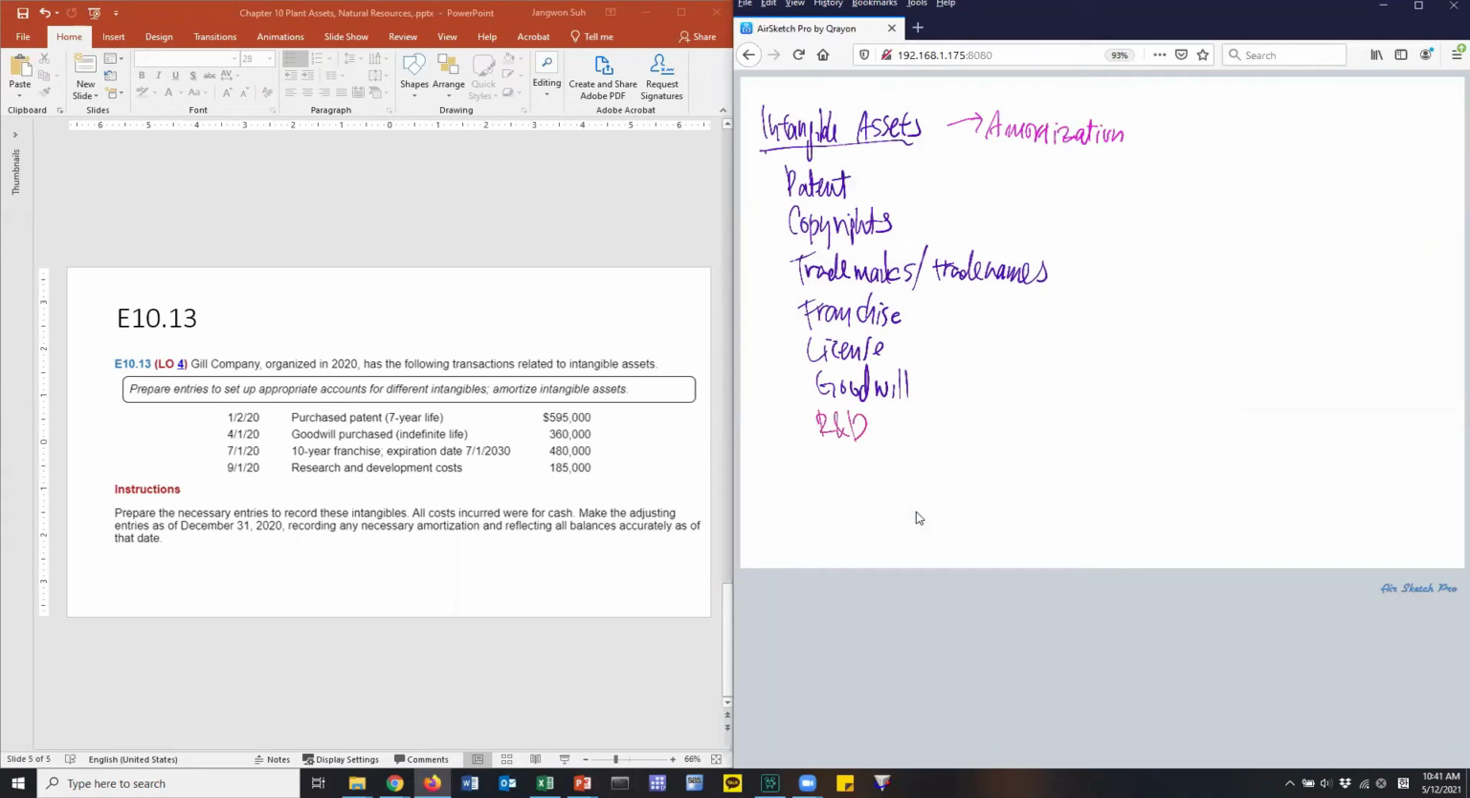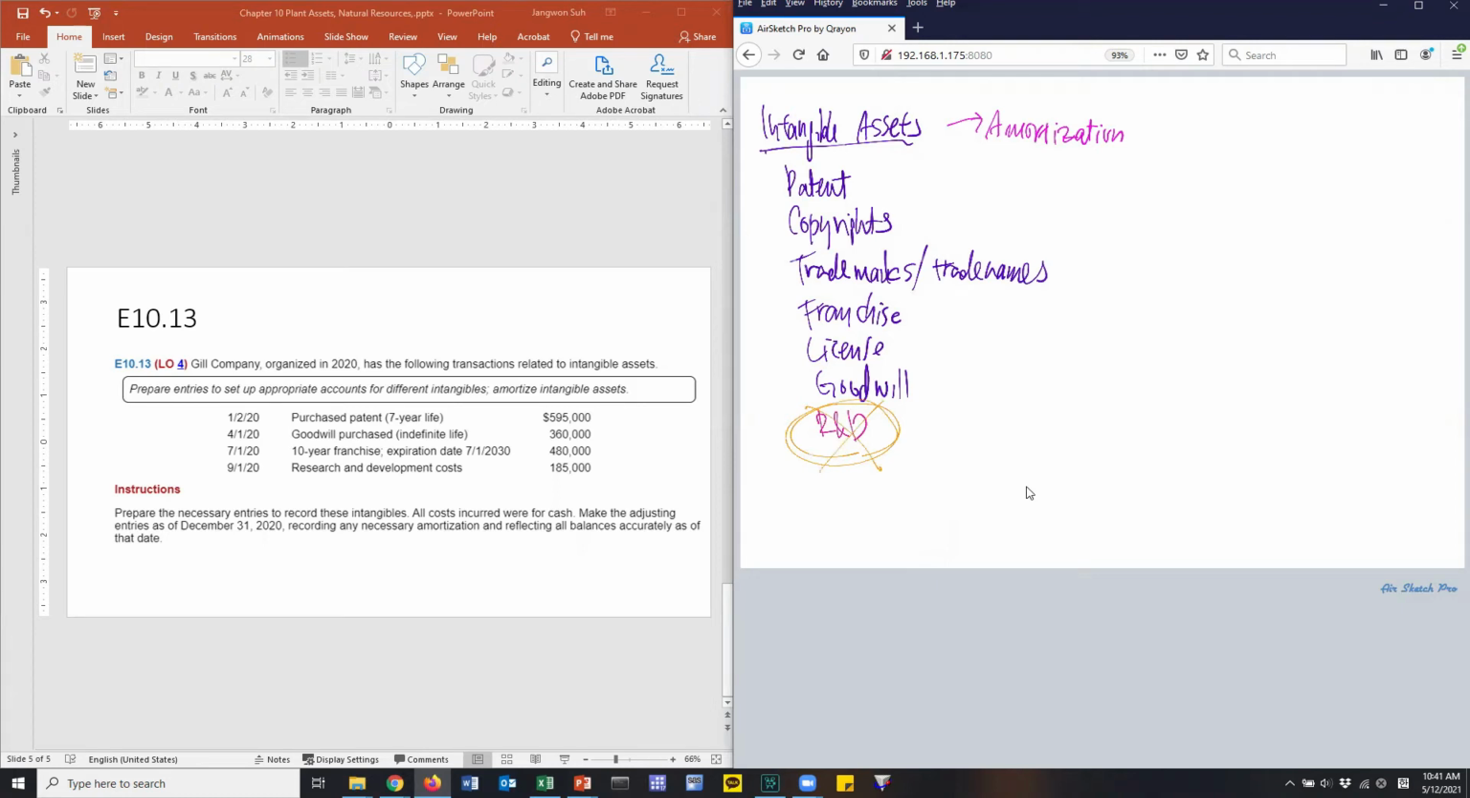We call them amortization. Okay, based on the legal protection, some amortize, some do not amortize. Okay, and one critical issue we should be careful about here is that R&D is not part of intangible assets.